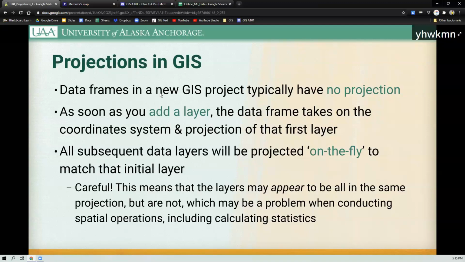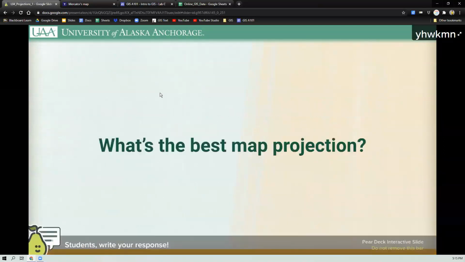So that's about as far as we're going to make it today. We're going to get into specifics of different types of projections next week, and you'll get a kind of a preview taste test of it in your lab. But to wrap up, what's the best map projection? I think I told you what the worst was.